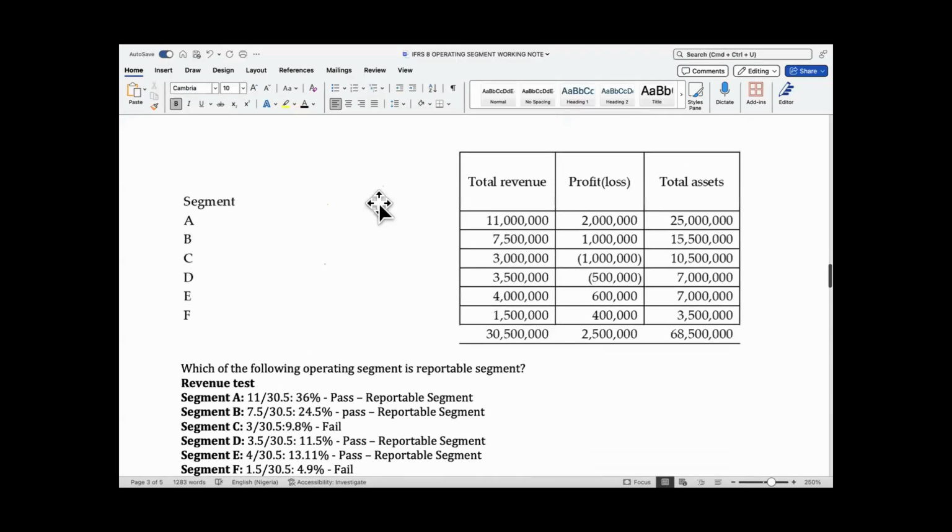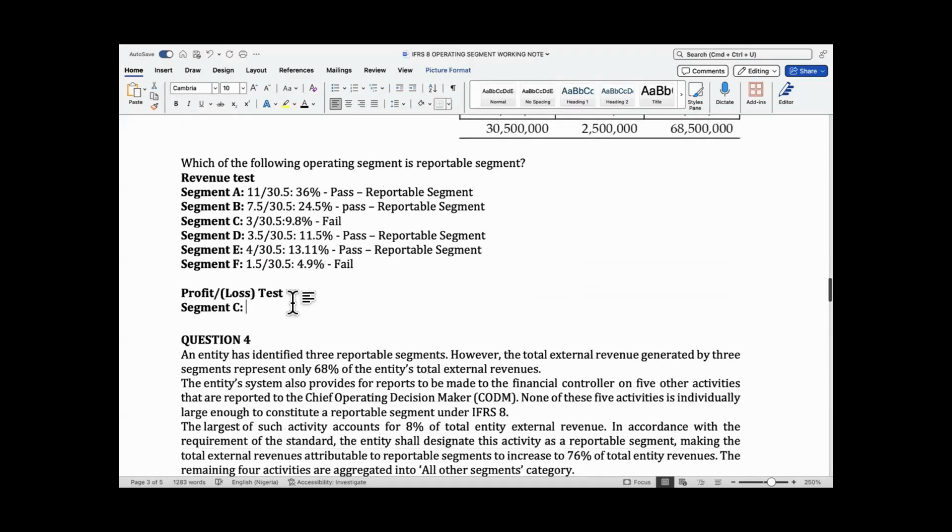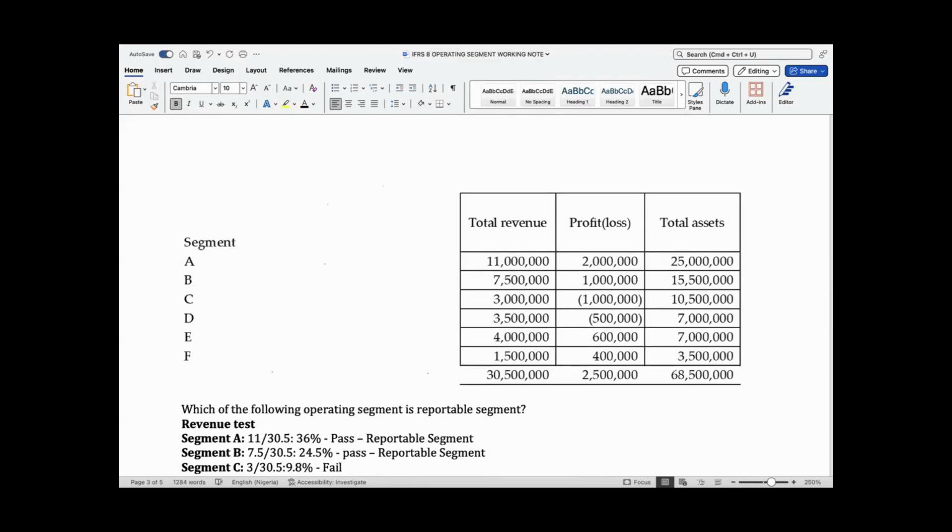Now for segment C, he made a loss, which is 1,000, divided by what's the greater between the total loss and total profit? From here, there's profit of 2,000, profit of 1,000, making 3,000. There's profit of 600 and profit of 400. That's already 4 million. And the losses is just this 1,500,000.